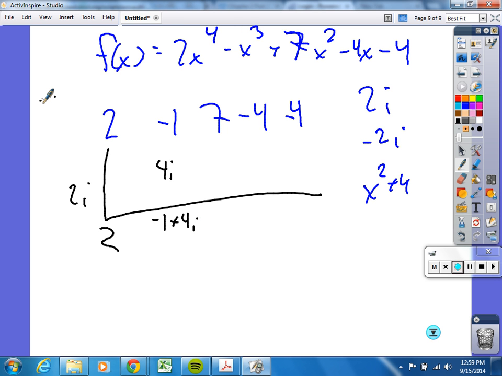So that's a 4i. Everybody see where that's a 4i at? Yes or no? So then notice this would be negative 1 plus 4i. Oh, okay. What do we do? Because isn't the process of the synthetic bring down, multiply, add? But I can't add negative 1 and 4i. They're not like terms, are they?